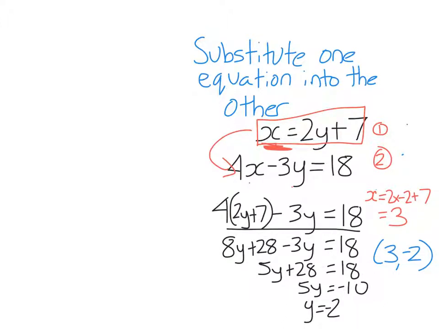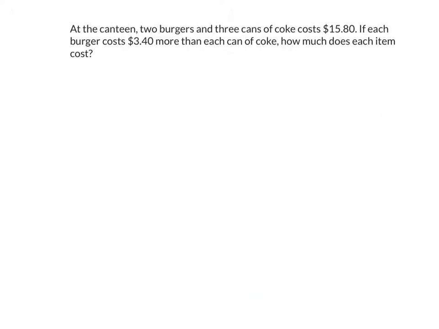All right, let's have a look at doing a worded problem using simultaneous equations. So at the canteen, 2 burgers and 3 cans of Coke cost $15.80 all up. And we know each burger costs $3.40 more than each can of Coke. So how much does each item cost?